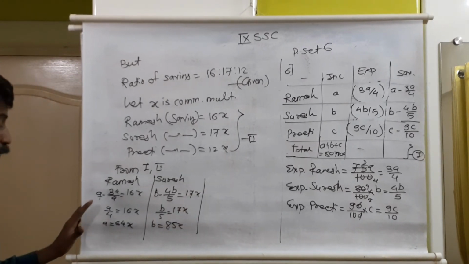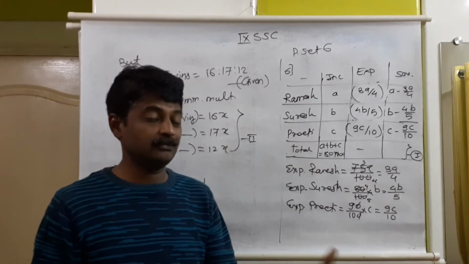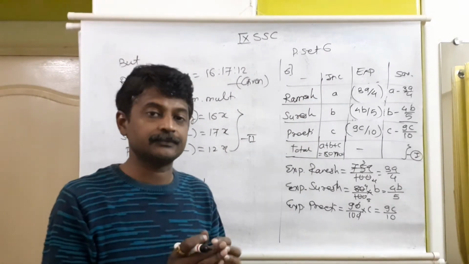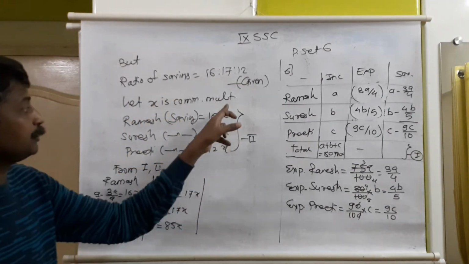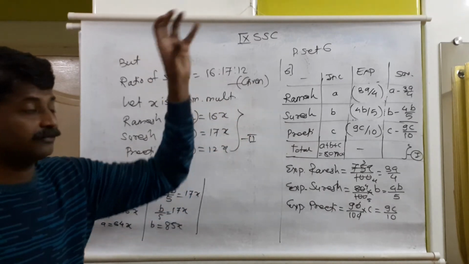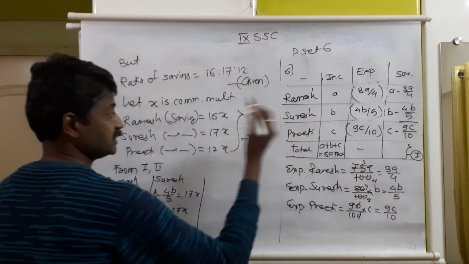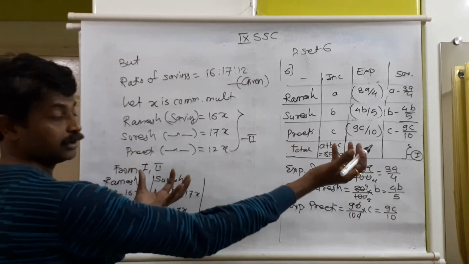So we are converting A, B, C in the form of x because we want to find the value of x. Once we get x, we just have to put it here, and we will get their actual saving. So we are converting ABC in the form of x by the given information. So by comparing savings, because we have two savings, both are equal to each other.